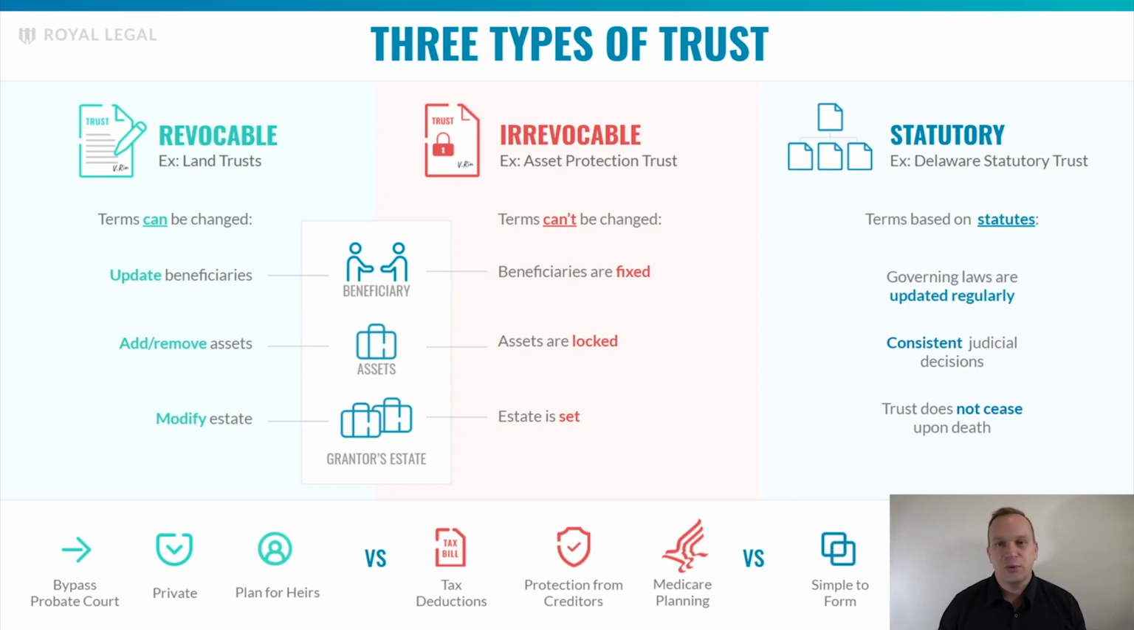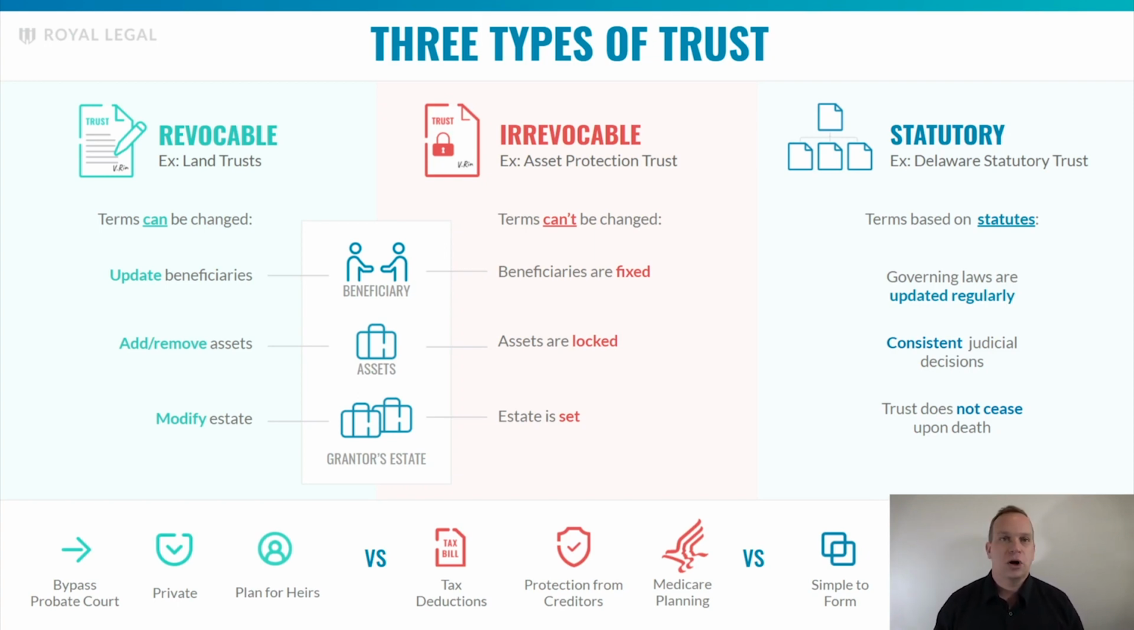So here's the first thing we need to talk about when we talk about trusts. A lot of people don't understand trusts. If you understand trusts, it puts you in the top 1% of the knowledge you can have as a real estate investor. The first thing you need to understand is that there are three different types. You have revocable trusts, irrevocable trusts, and statutorily created trusts.